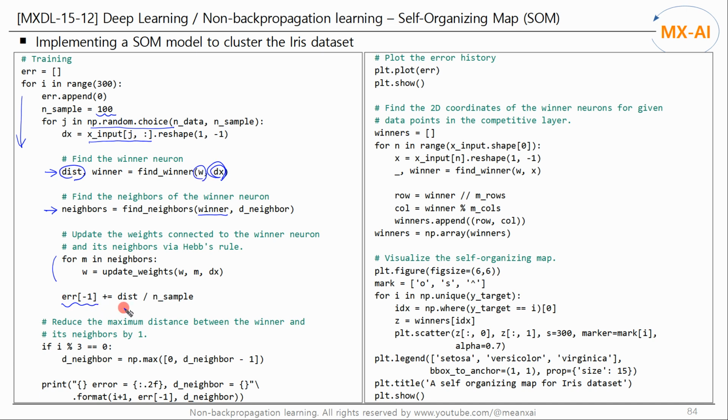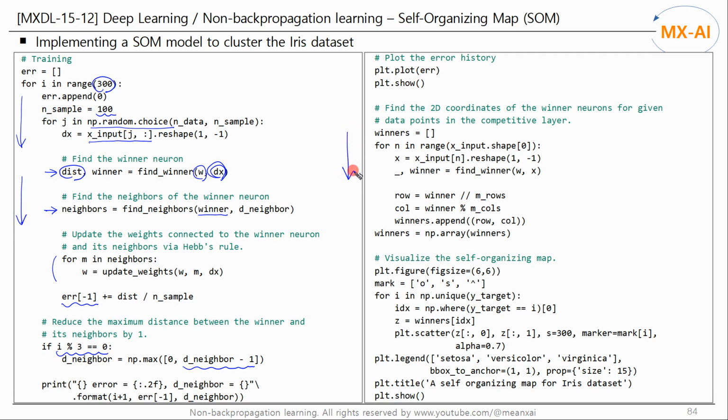The shorter this distance, the better the model's performance. It is widely used to evaluate the performance of unsupervised learning models. And reduce the maximum distance between the winner and its neighbors by 1. To prevent this from decreasing too quickly, we decrease it by 1 every 3 iterations. Repeat this process 300 times. This is the learning process of SOM.